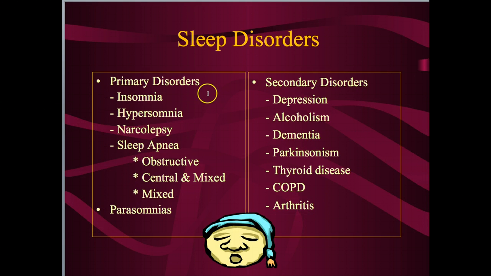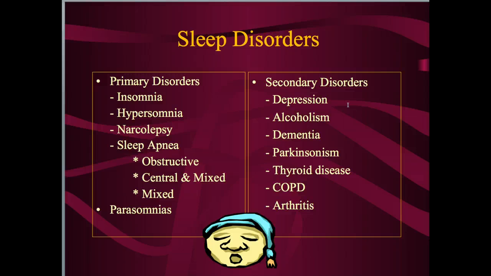Your primary disorders are insomnia, hypersomnia, narcolepsy, sleep apnea. You need to know those. Review them in your books. You can bring appropriate questions. Your secondary disorders are depression, alcoholism, dementia, Parkinson's. I mean, this is not the full list. This is just giving you an idea that there are primary disorders that affect sleep, and there are secondary disorders. So that when we can alleviate or remove the secondary disorders, the patient can sleep.